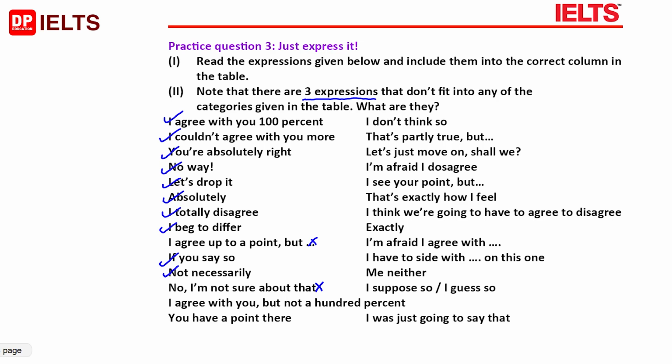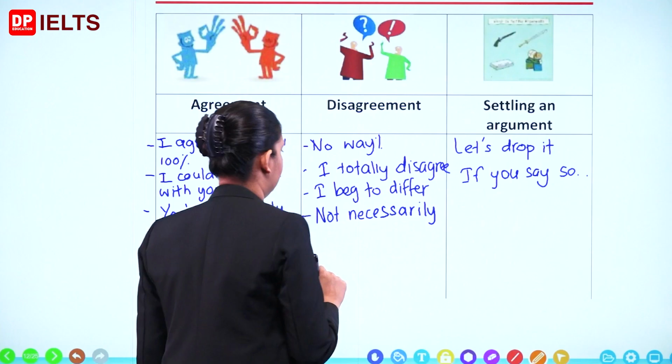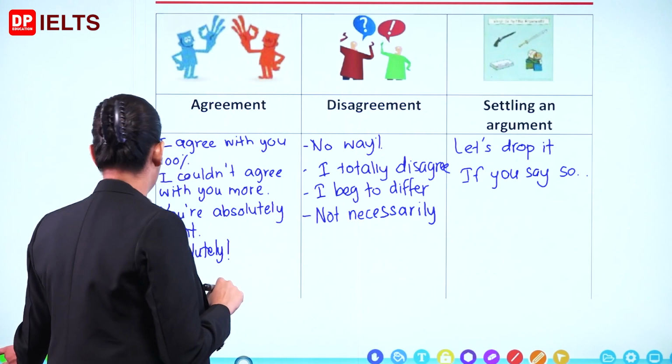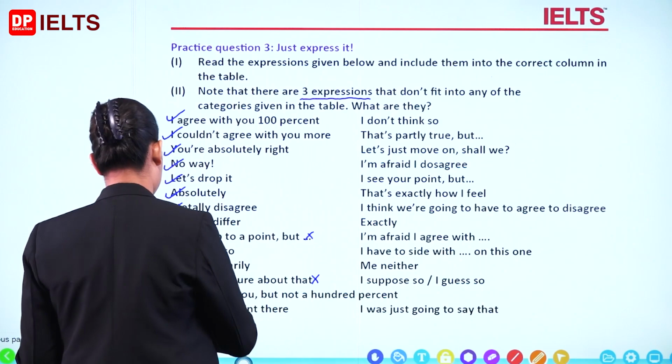Let's take it disagreeing. Right. So, not necessarily. Not necessarily. Right, okay, that's fine. Next one. I'm not sure about that. So it's not just agree or disagree, it's in between. I agree with you, but not 100%. I agree with you but not 100%, right?